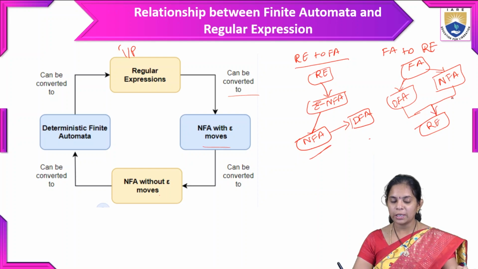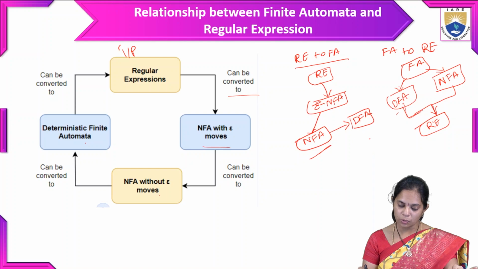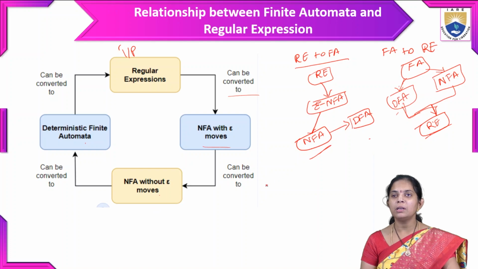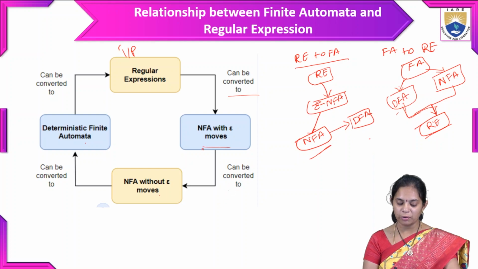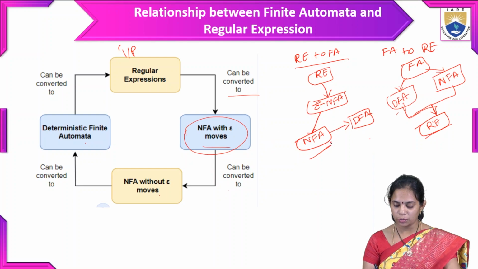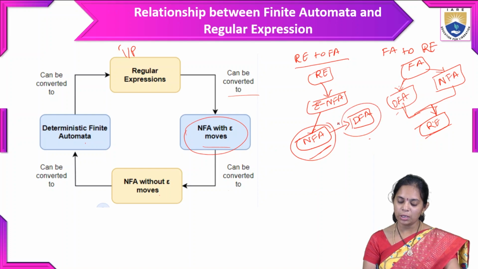So this is about the relationship: we get the deterministic finite automata which is converted to a regular expression, and the NFA also we can convert to a DFA and a regular expression. So this is about the relationship between the regular expression and finite automata. First we give the regular expression as an input. It is converted into an NFA with epsilon moves, then we convert it to an NFA without epsilon moves, and then we convert it to a DFA.